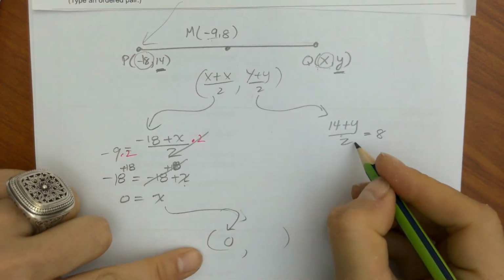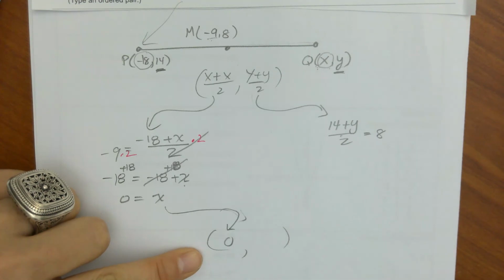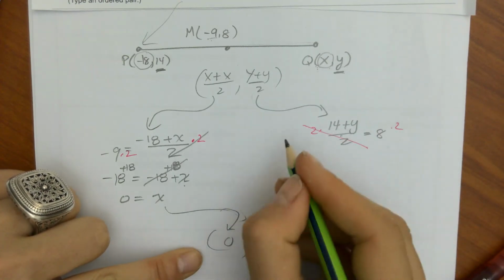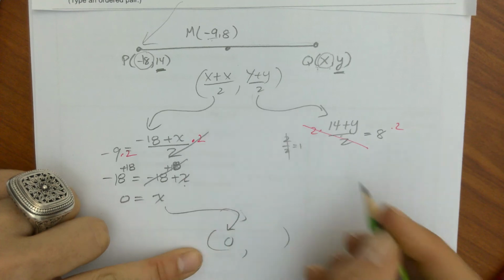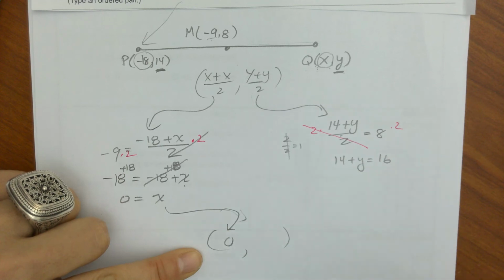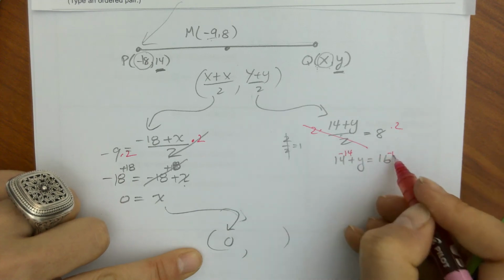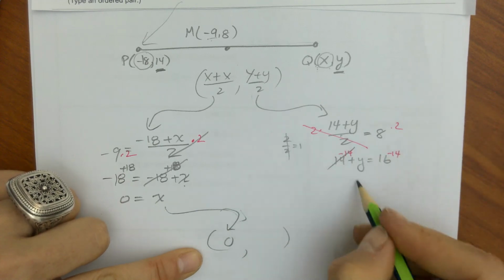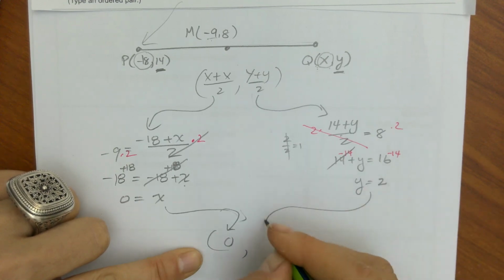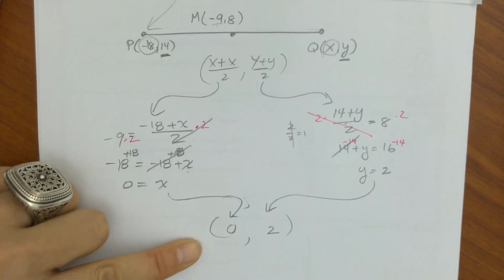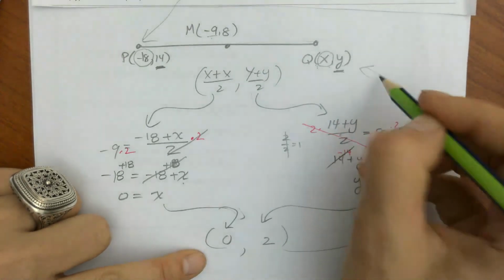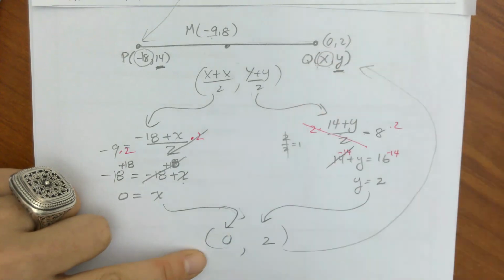Now solve for y here. I'm going to multiply both sides by 2, and that's going to get rid of that, because remember 2 over 2 equals 1. So then I have 14 plus y equals 16. Now I'm going to subtract 14, because that makes y by itself. Y equals 2. So now I know my other endpoint is going to be 0, 2. And that's all I have to do.